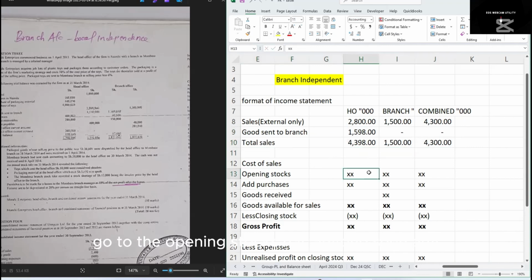Okay, go to the opening stocks. Has anyone seen any place written the closing stocks? There is no closing stocks. So closing stock 0, 0, 0.